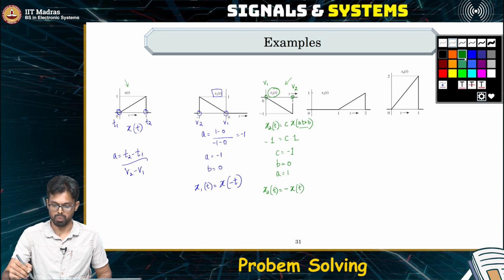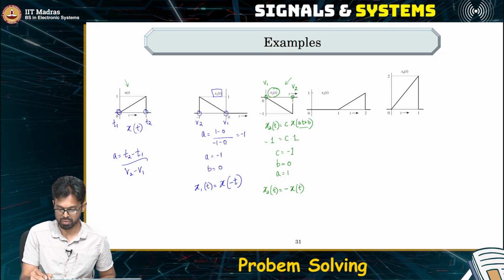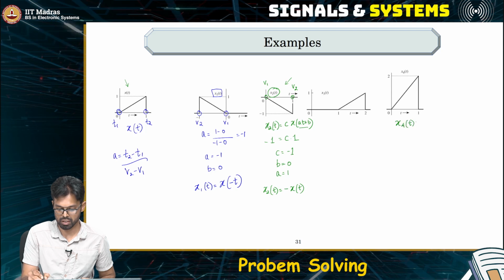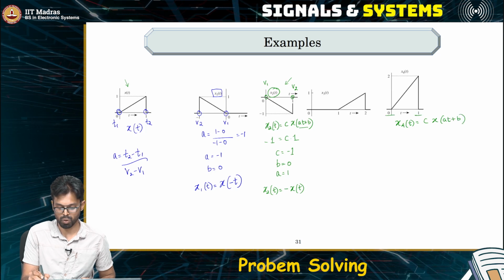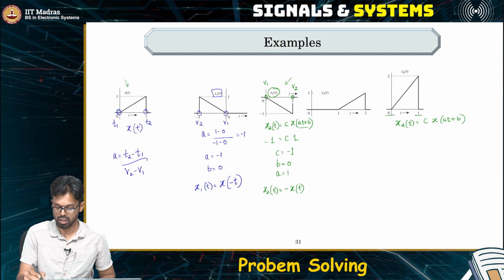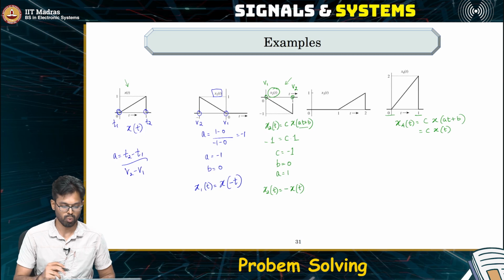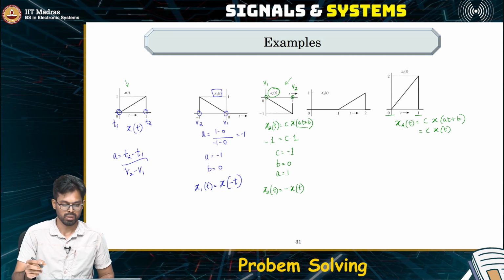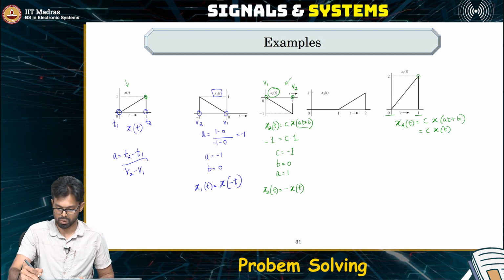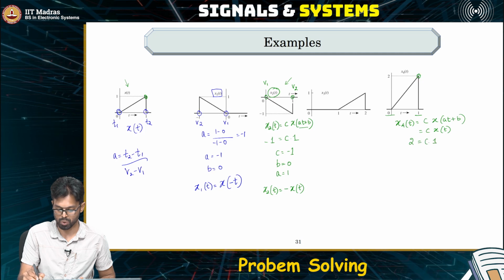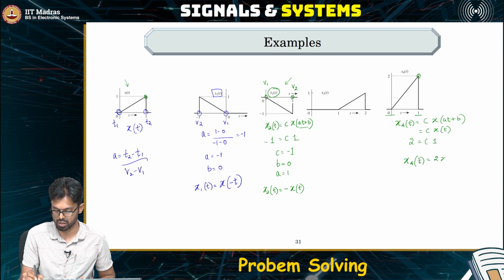Okay. Now, in fact, the last one here is exactly of this same form. x4 of t is c times x of at plus b. Once again, the critical points remain at the same time instances, which means this is simply c times x of t. The only thing that you have to now check is what happens to the value of c. So just take a point which is non-zero. 1 gets mapped onto 2, which means 2 is equal to c times 1, and c is 2. So the answer is x4 of t equals 2 times x of t.